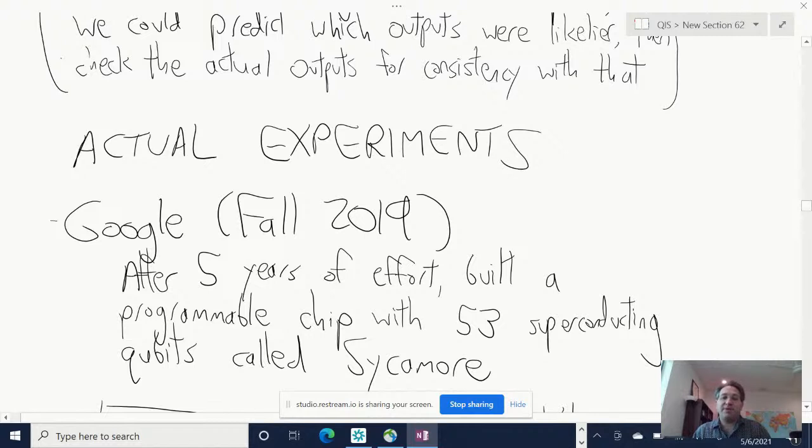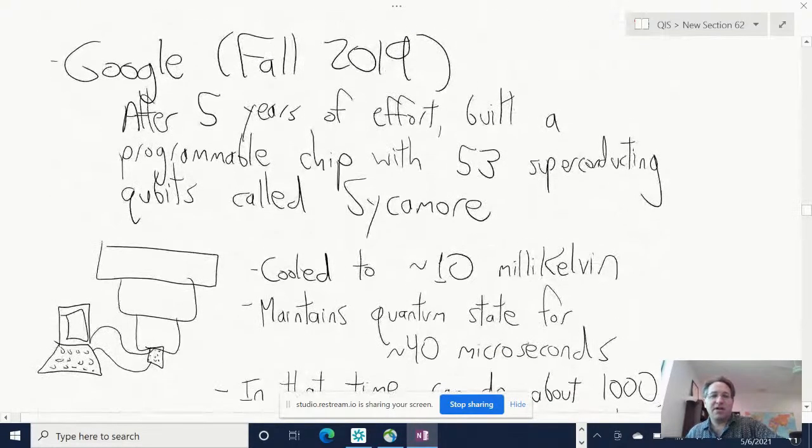What they did was build a programmable chip with 53 qubits. They used a technology called superconducting qubits. Their chip is called Sycamore. If you're wondering why 53 qubits, well, apparently they built 54 and one of them didn't work. They're arranged roughly in a rectangular grid on the chip, where each qubit can talk to its neighbors.